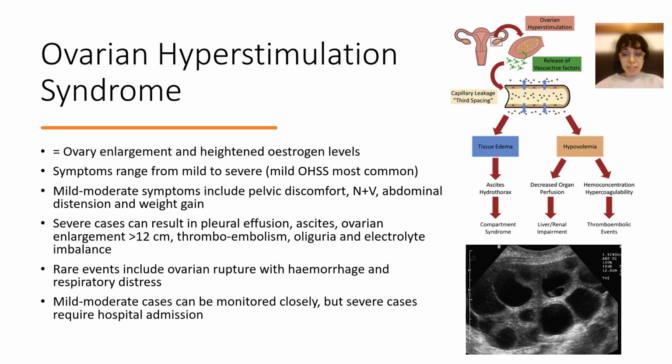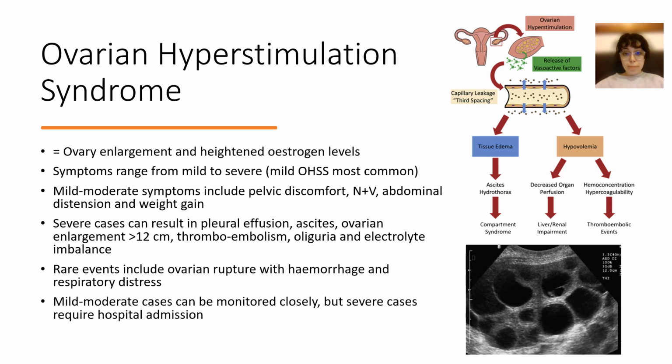oliguria, and electrolyte imbalance. And to give a bit of background knowledge on why these things occur, one of the characteristics of OHSS is the release of vasoactive factors, and these cause a shift of fluid from the intravascular space to the third space due to increased capillary permeability. And also ovarian neoangiogenesis, which is the development of new blood vessels from pre-existing blood vessels. So basically the net cause of all of this is we get tissue edema, so a buildup of fluid in the tissues, which can cause things like ascites, pleural effusion, compartment syndrome.